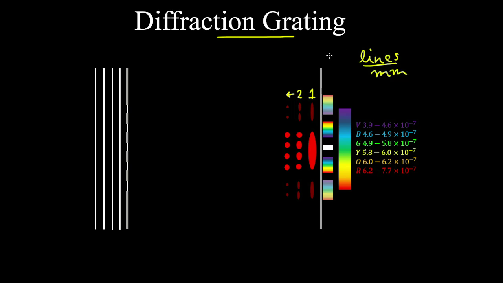So for example, if there were 700 lines per millimeter, you can multiply this by 1000 to get this in lines per meter. And then if you take the reciprocal, you'll be able to get the distance between two openings. So that's in the order of microns.